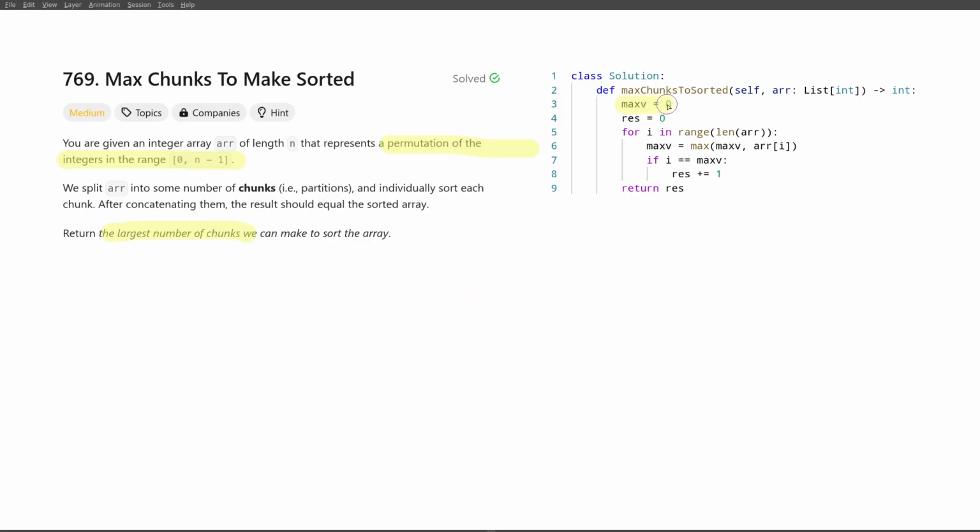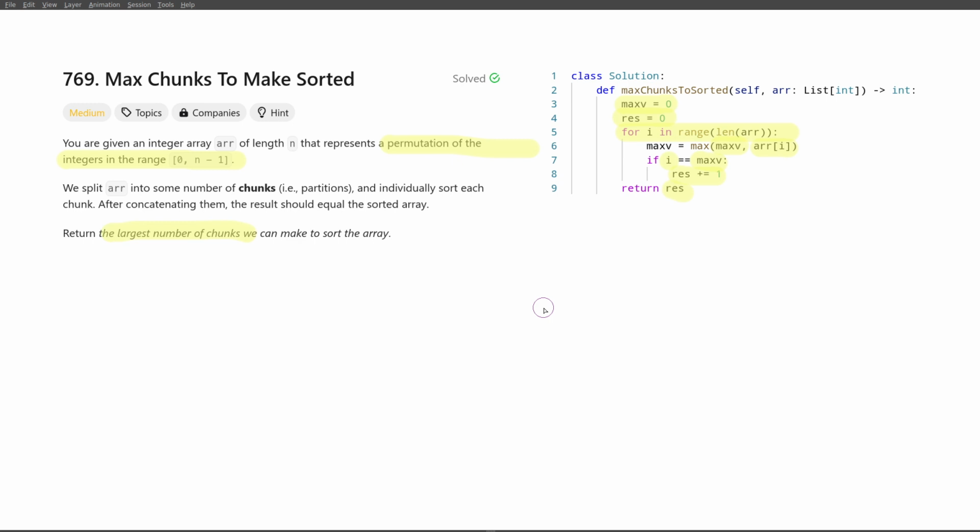So we'll be remembering the biggest value on the prefix, and of course our result, the number of chunks, and for every position we take the maximum value to be the maximum of the previous maximum value and the value of that position. And now, after seeing those i elements, of course we start numbering from 0, but the values are also numbered from 0, so there is a match here. So after seeing those first i elements, if the biggest element is equal to i, then that means that we can split a chunk here. So we increase res by 1. And at the end, of course, we just return res.